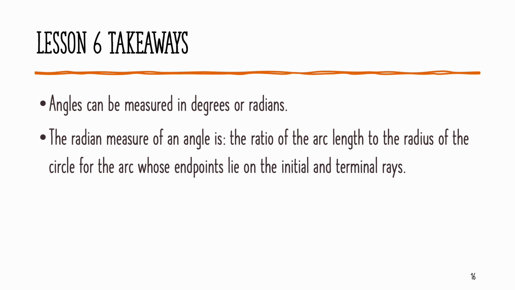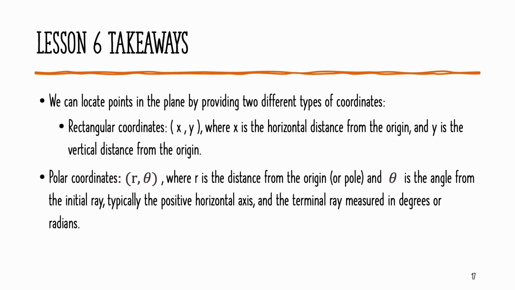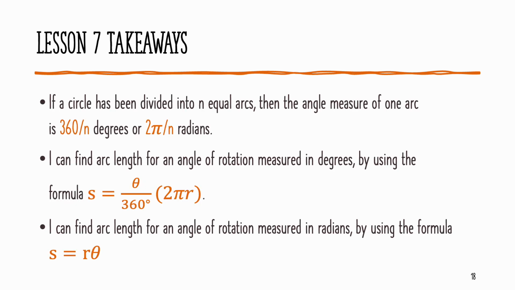That is it. Let's quickly wrap it up. So we know that angles can be measured in degrees and radians. The radian measurement of an angle is the ratio of arc length to the radius of the circle for the arc whose endpoints lie on the initial and terminal rays. We know we can locate points in a plane by using rectangular coordinates x and y, and now we have also learned polar coordinates r, theta. Okay, we also talked about radians to degree conversions.